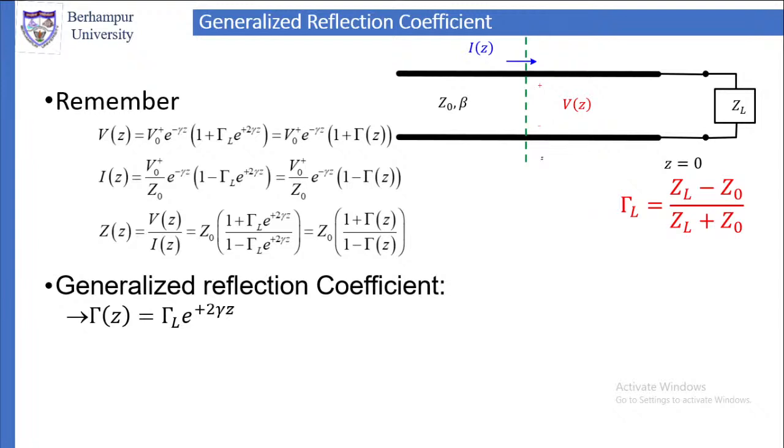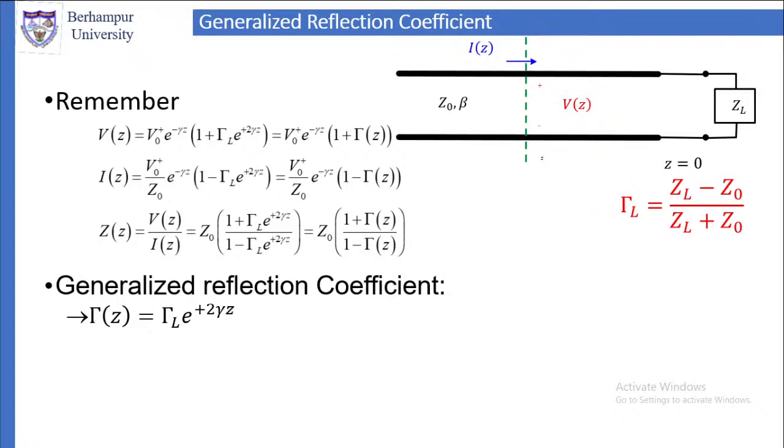Current on the transmission line is I(z). The dashed line shows a point on the transmission line, at a distance Z from the termination, Z equal to 0. Current is I(z), voltage is V(z). Characteristic impedance is Z0. Propagation constant is beta. It is a lossless transmission line, and we are going to consider this transmission line.